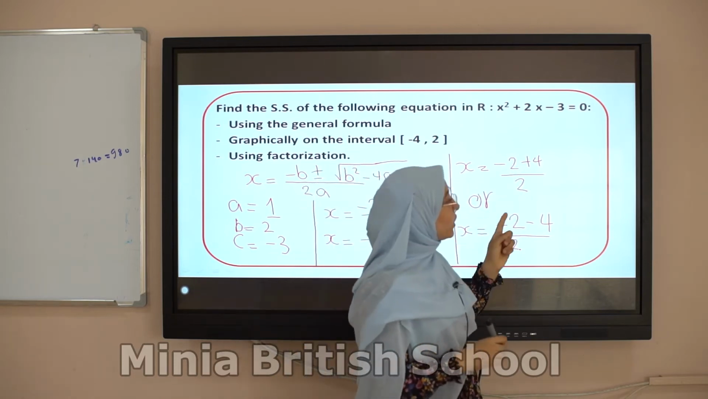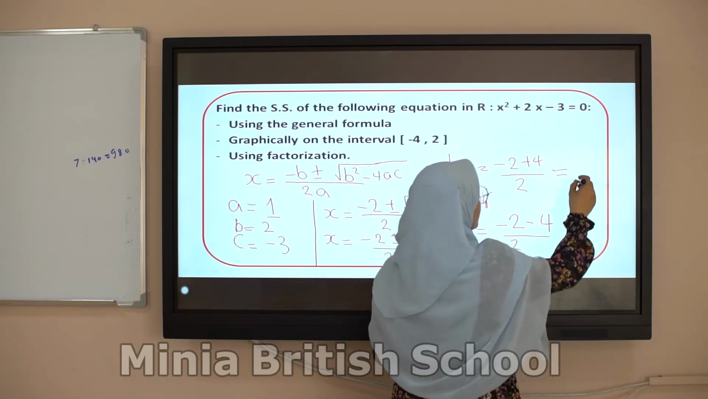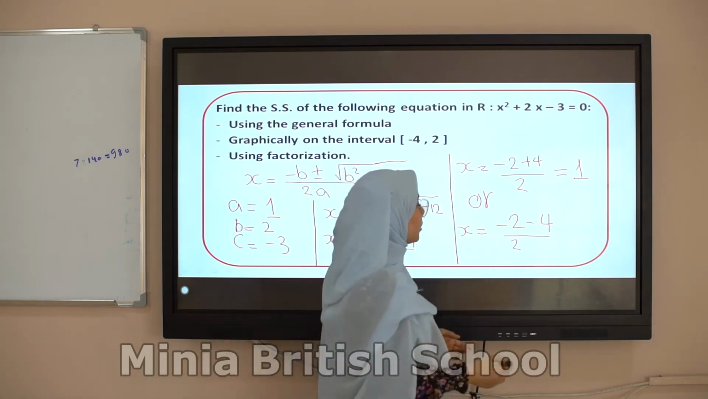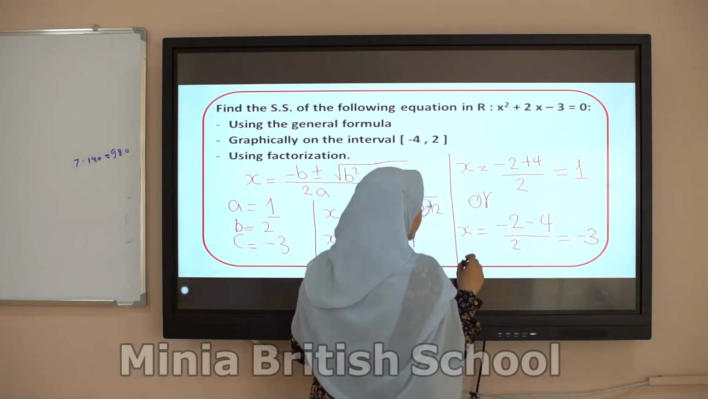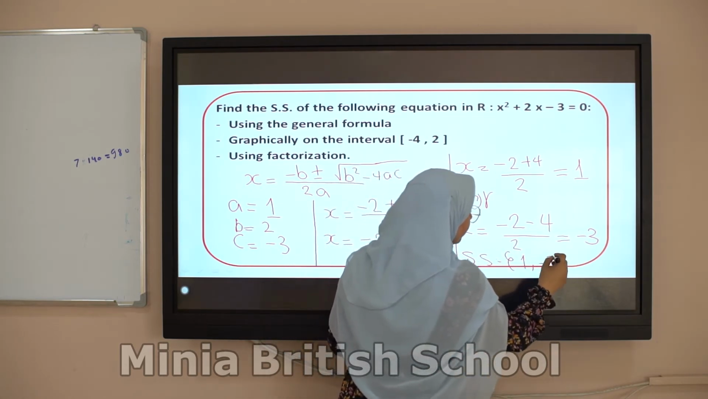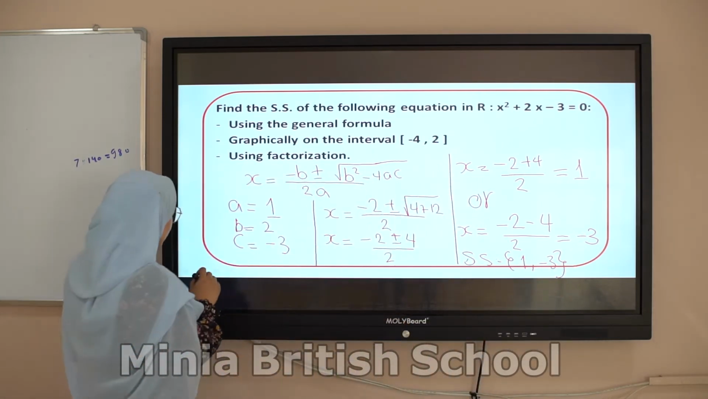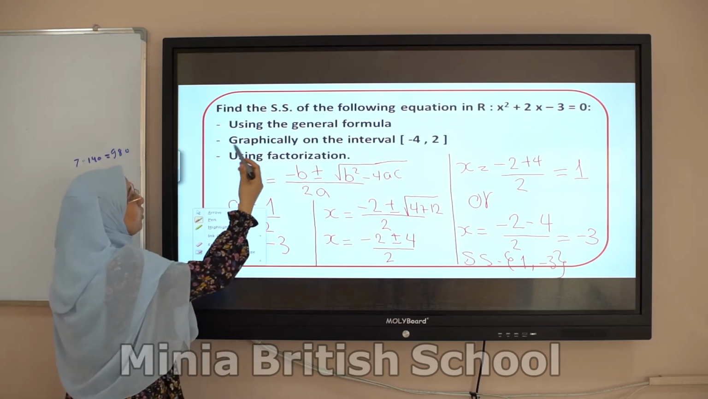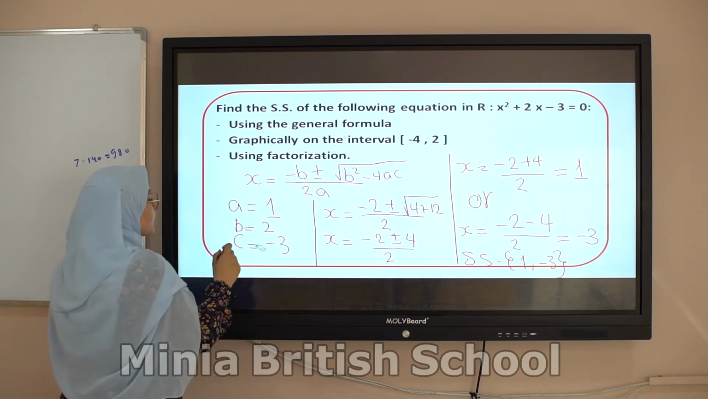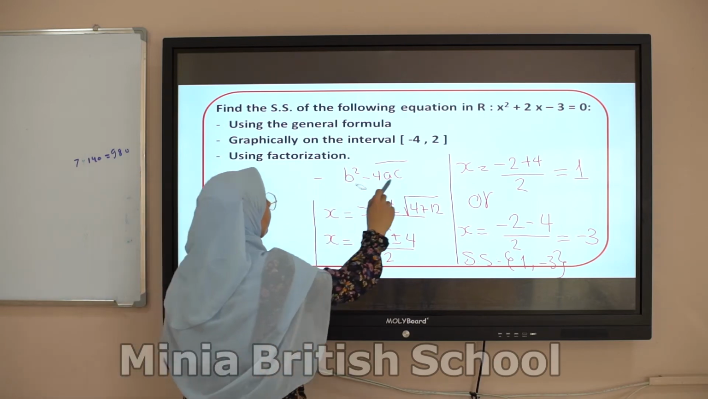Negative 2 plus 4 divided by 2 equals 1. And negative 2 minus 4 equals negative 6, divided by 2 equals negative 3. So the solution set equals the set of elements 1 and negative 3, the same answer as by using factoring. Now you can also find the solution set graphically, by the graph.